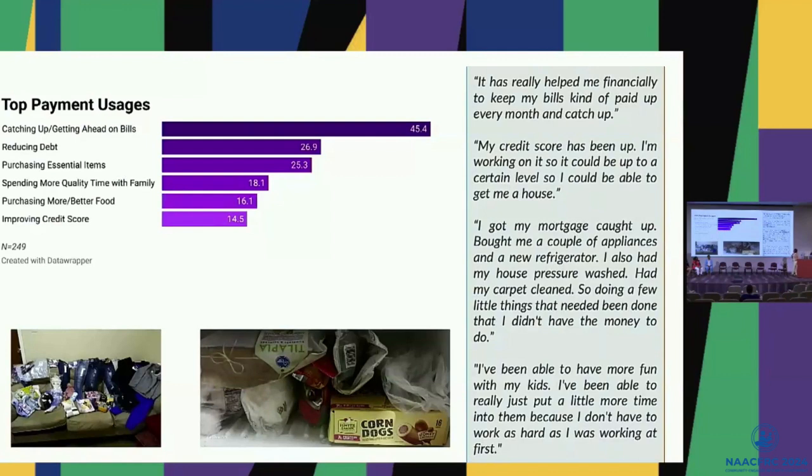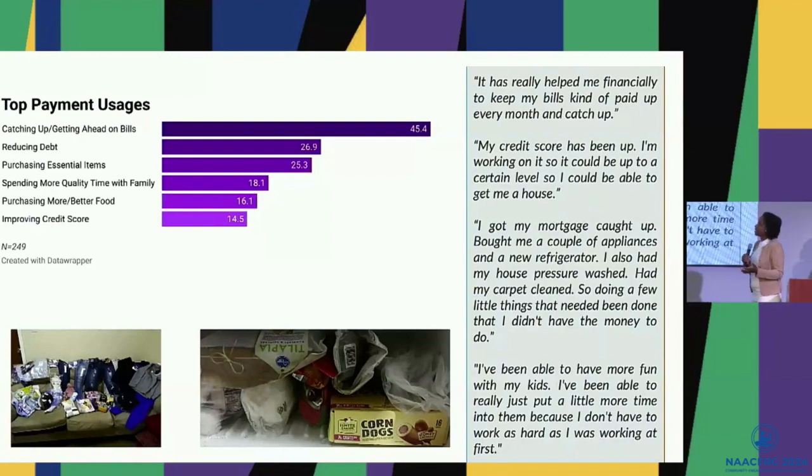So we'll see here that of the top usages that the participants spent the money on, number one is catching up or getting ahead on bills at 45.4%. And it's noted we were able to pull out certain quotes about the participants' experience, or what it is that they were able to do.